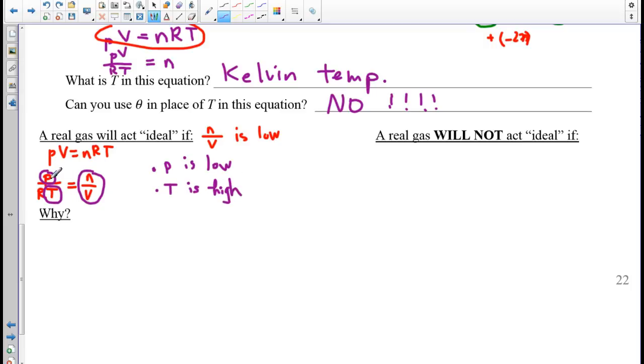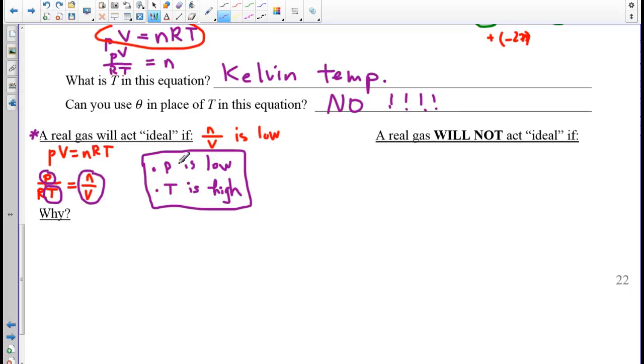You want a small numerator and a big denominator to make the whole thing low. So those are the two conditions. You will see questions like this in multiple choice form. Under which of the following conditions will a real gas act ideal? Low pressure, high pressure, low temperature, high temperature, and you choose those that apply.